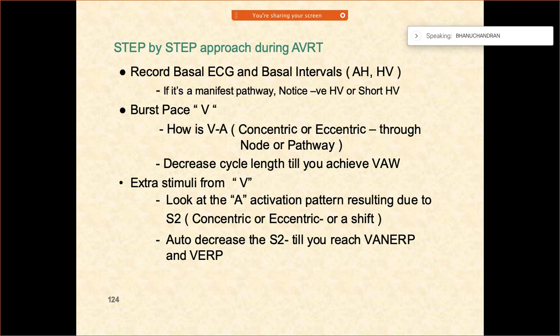Eccentric, so for example, the conduction is happening through the node or through the pathway. And try to decrease the cycle length till you achieve VA Wenckebach. Okay, then you start giving the extra stimulus.